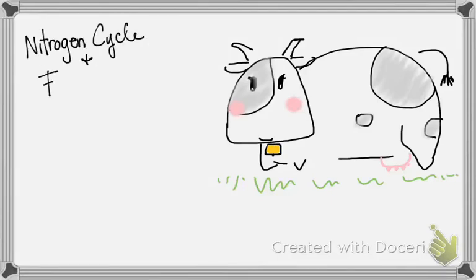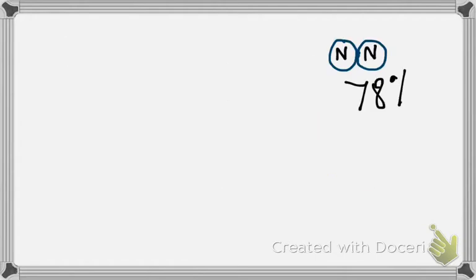So this lecture is going to focus on the nitrogen cycle and farming practices, and we're going to first outline the steps of the nitrogen cycle, and then we'll talk about how that actually relates to farming practices. Okay, so we know that nitrogen is about 78% of the world's atmosphere. That consists in the form of nitrogen gas, N2, and the bond between these two atoms is very strong.